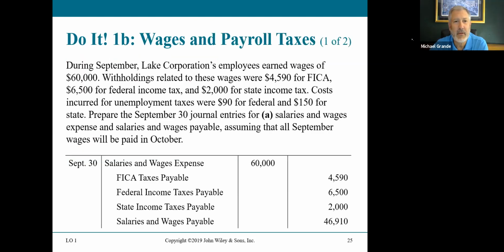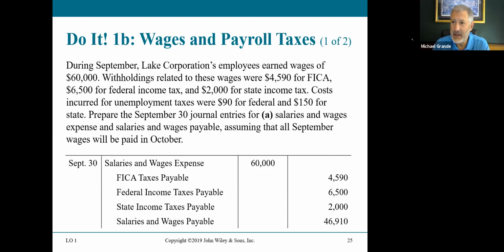Here's another example. During September, Lake Corporation employees earned wages of $60,000. Withholdings related to these wages were $45.90 for FICA, $6,500 for federal income tax, $2,000 for state income tax. Costs incurred for unemployment taxes were $90 federal, $150 for state. Prepare the journal entries for A, salaries and wages expense. So that first entry there is the salaries and wage expense, $60,000.